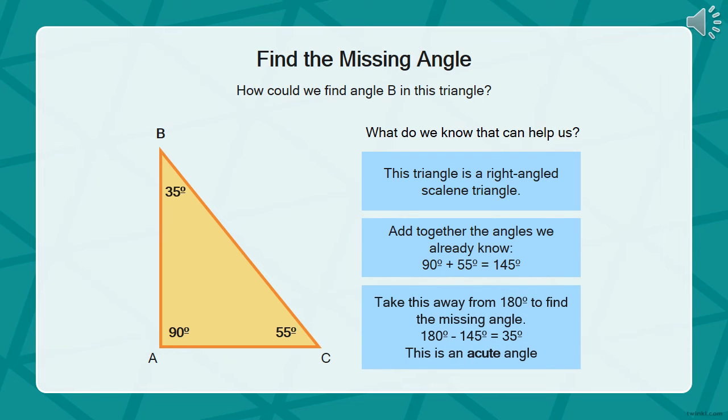We can then use the information that we know about triangles, and we know that all the interior angles must equal 180. So if we find the difference between 180 and 145, we'll find that the missing angle B is 35 degrees, which is again another acute angle.